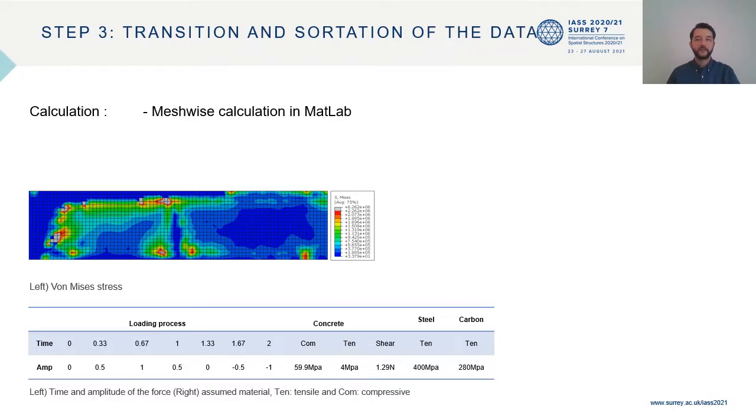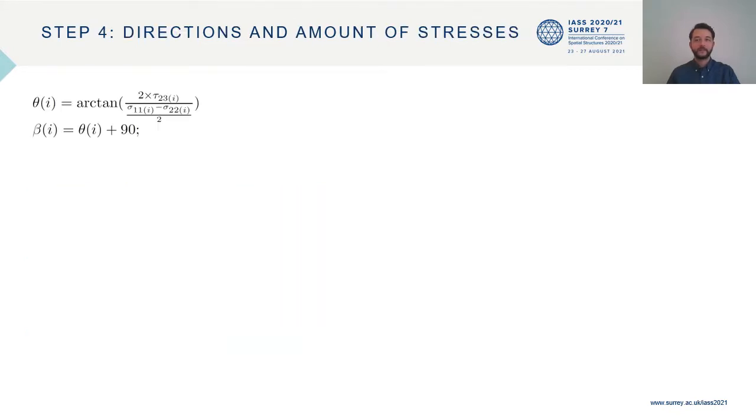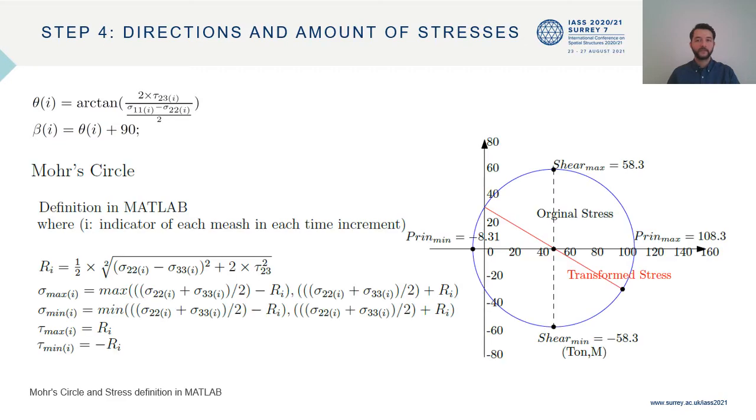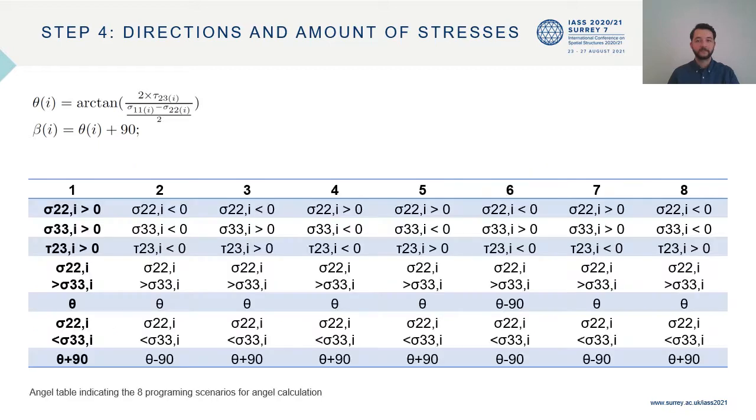In step 3, all mesh-based data are imported and sorted in the coding platform MATLAB from a datasheet. The stresses in the integration point in the mesh are calculated to convert a 3D element to a planar geometry. Step 4 consists of calculating the amount of stresses as well as the angles of the appearing stresses. For this calculation method, the Mohr circle is used, and because of the short time, I would kindly refer you to the paper if you're interested in more details.